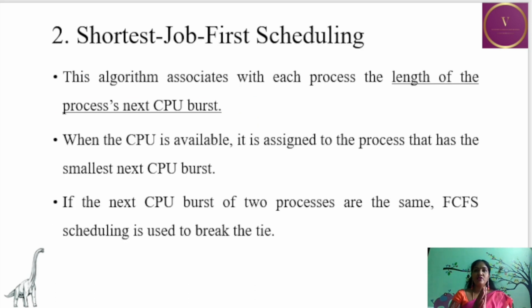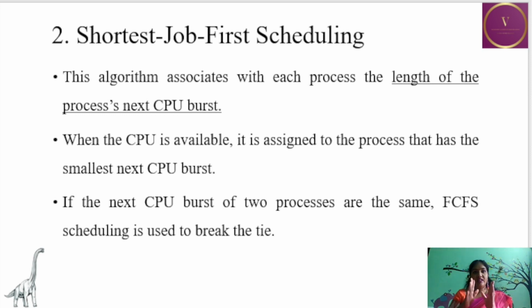This algorithm associates with each process the length of the process's next CPU burst. So it is considering the process's next CPU burst, that is, what will be the CPU time requirement of a process next. It is talking about the CPU time requirement of a process which is shortest next.